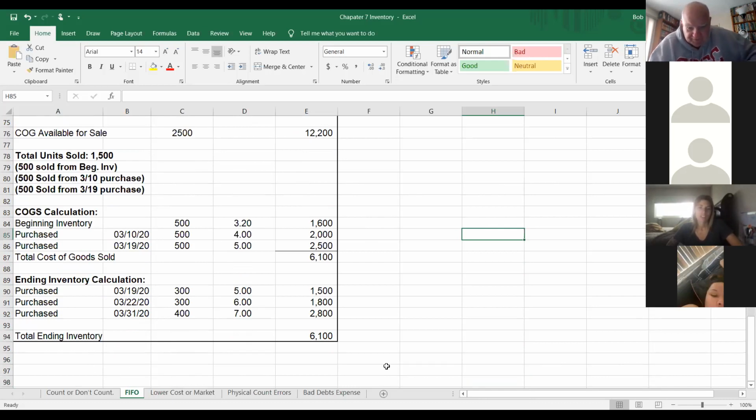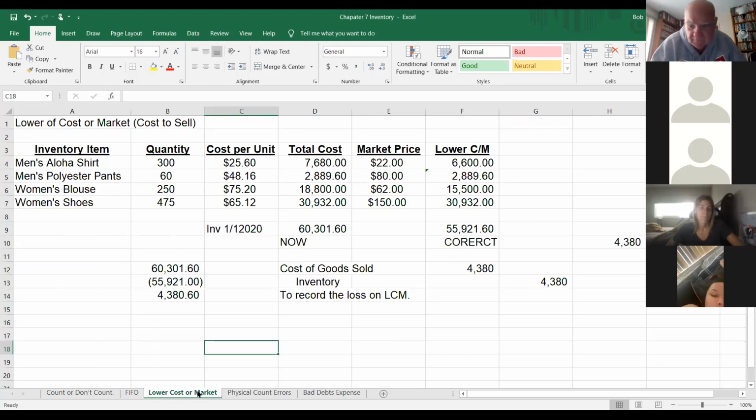Let me see what other goodies I have here. I should send this to the class because I put this together a couple semesters ago for one of my other classes. Lower of cost or market. Okay, we should be good with this now. What number goes on our balance sheet? Lower of cost or market.